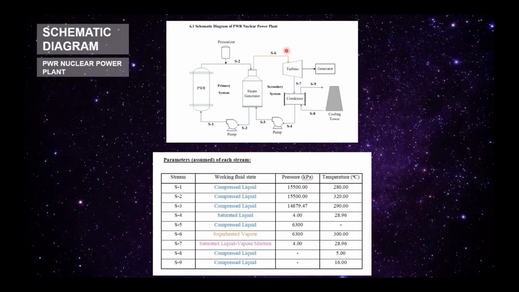In this proposed design, it consists of two major systems, which are the primary system and the secondary system. Water in the primary system will be pressurized at around 15 to 16 megapascal, and this high temperature and high pressure water will enter the steam generator. Here, it will heat up and boil the secondary coolant. Then the steam generated in the secondary system will flow through a steam turbine, and the energy extracted will be used to drive a generator that can produce 3000 megawatt of power.